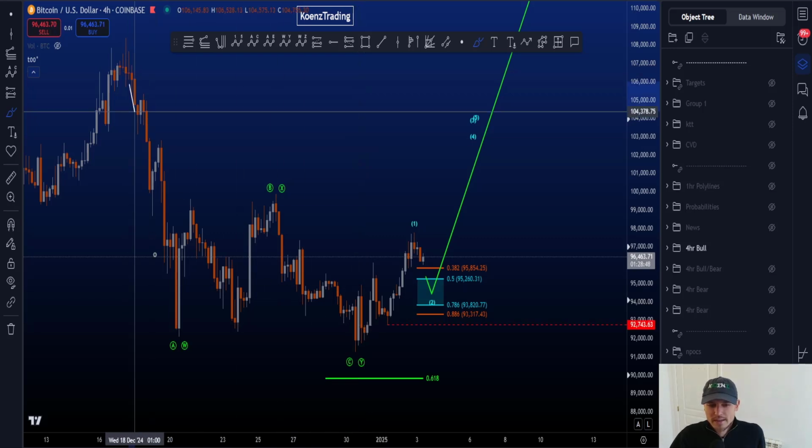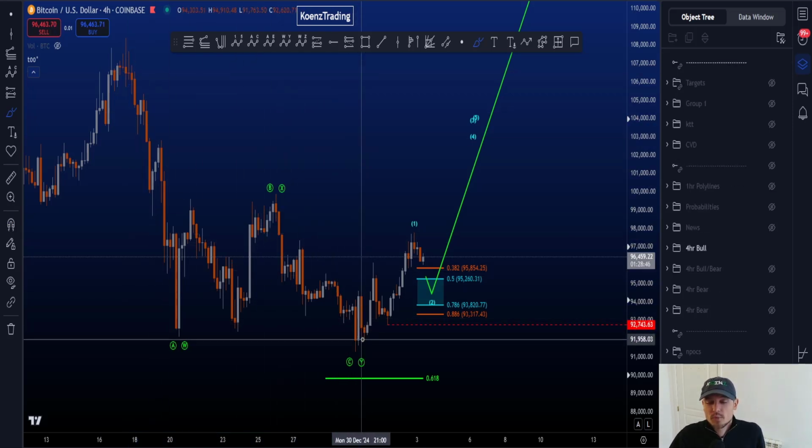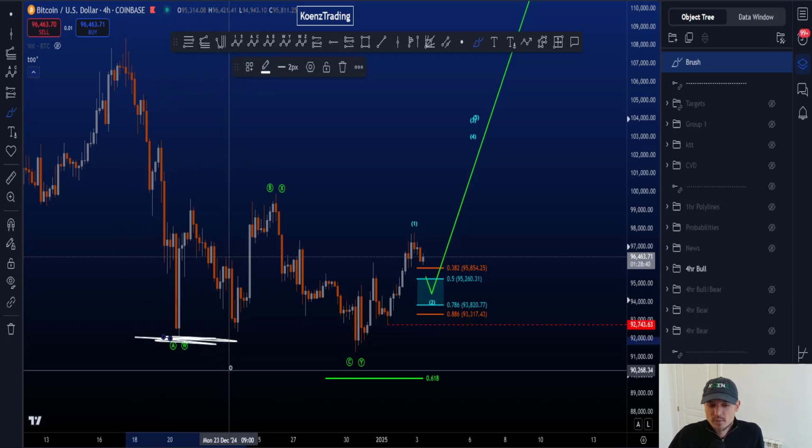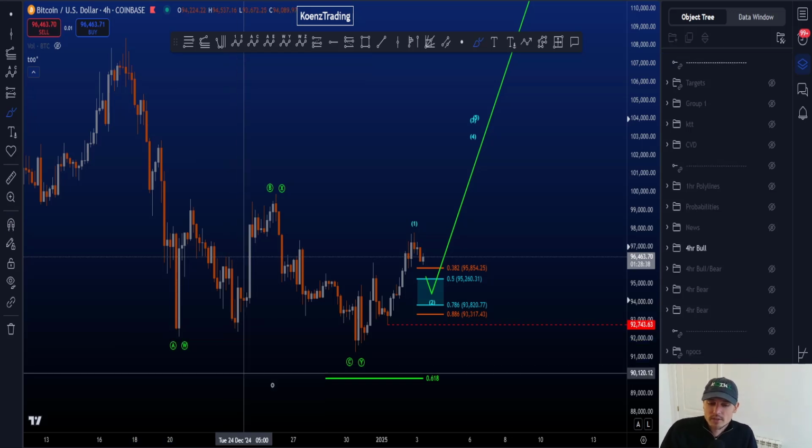If we then look at a WXY, we would count a double zigzag, and also here, double zigzag, wave Y. The low is taken of wave W, so the minimum target is reached.